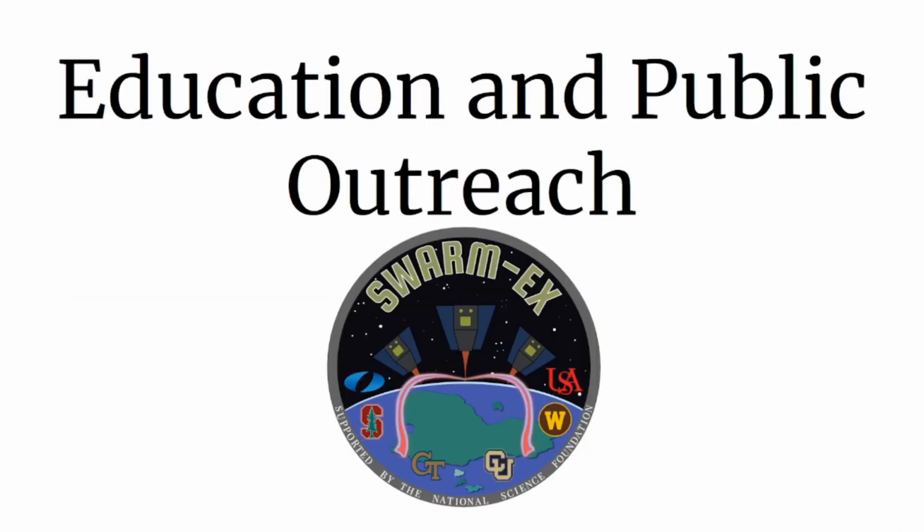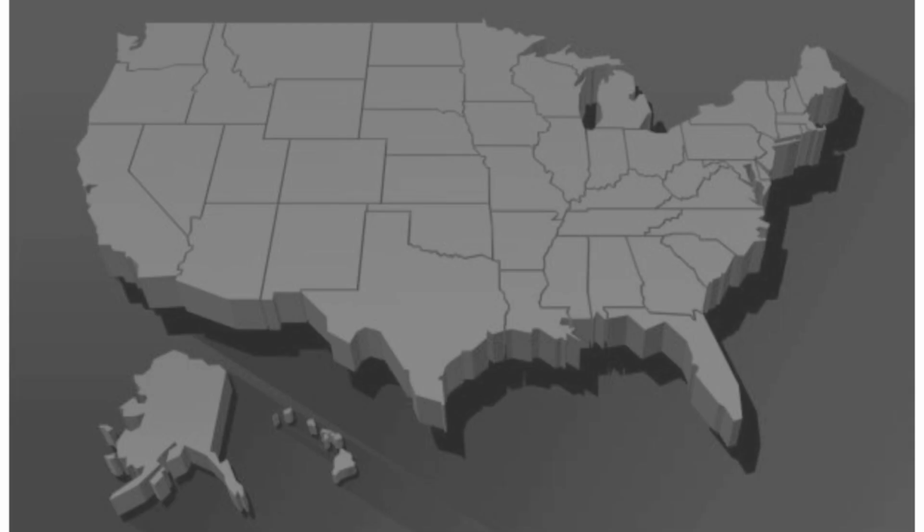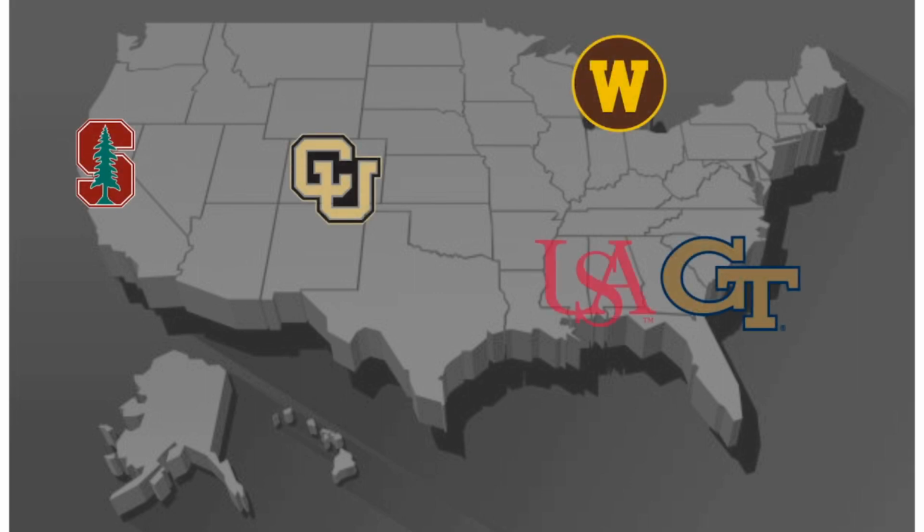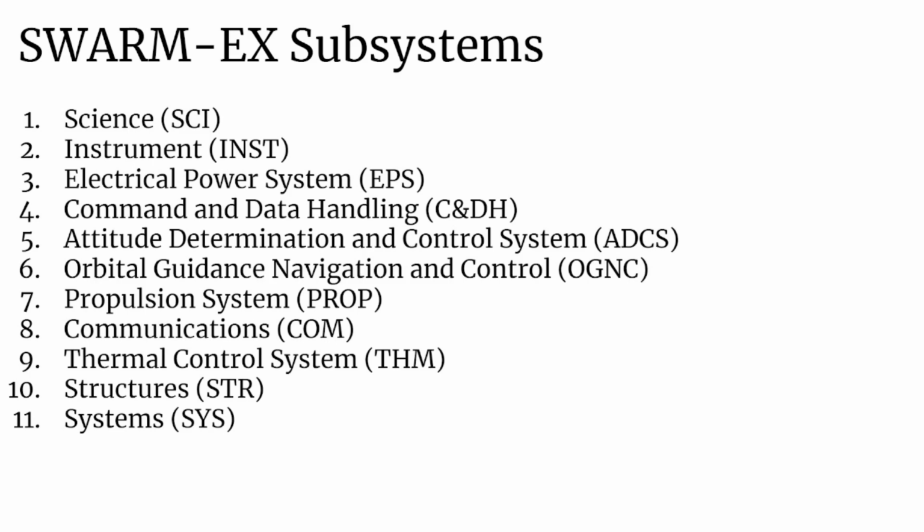The third and final objective of the SWARM-X mission is the education and public outreach effort. SWARM-X spans 6 institutions across the nation, each with differing levels of CubeSat experience. The students participating in this project range from first-year undergraduates to PhD candidates. Their progress and engagement are tracked throughout their time in SWARM-X. There are 11 subsystems working together to ensure the success of the SWARM-X mission. These subsystems can be seen below.